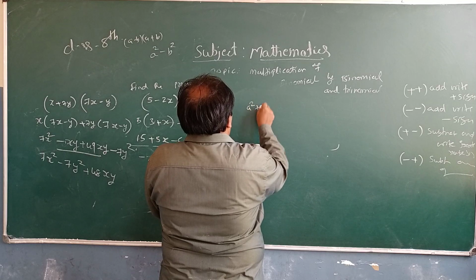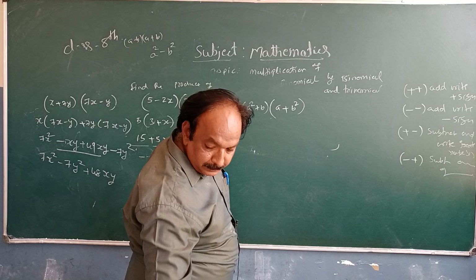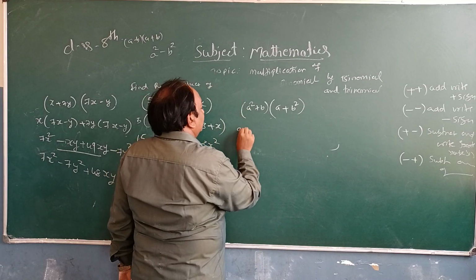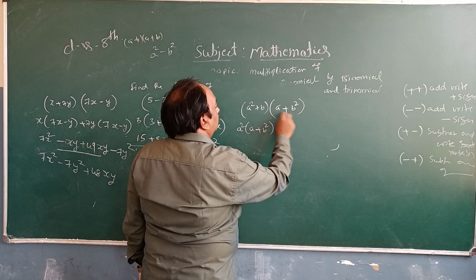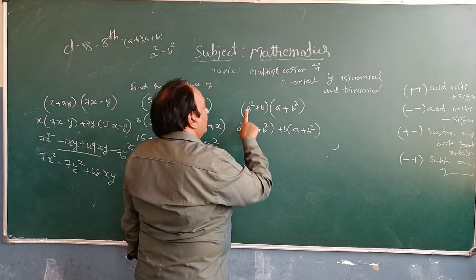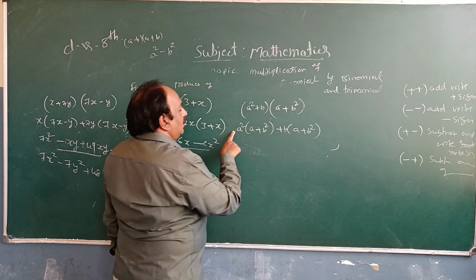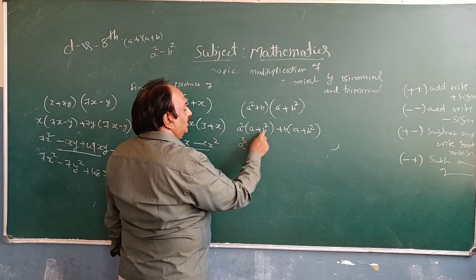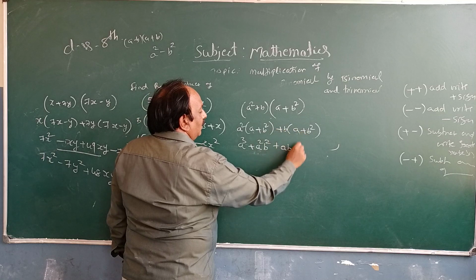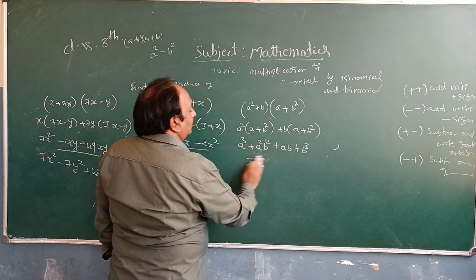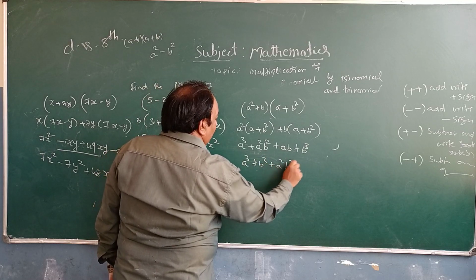(a square plus b) into (a plus b square). a square into (a plus b square), b into (a plus b square). a square into a, a cube. a square into b square, a square b square. b into a, ab. b into b square, b cube. So this can be written as a cube plus b cube plus a square b square plus ab.